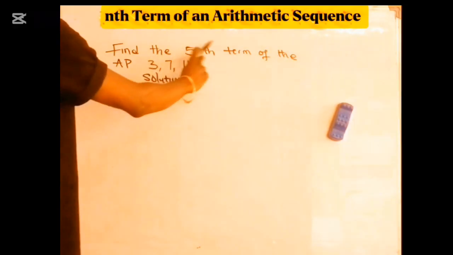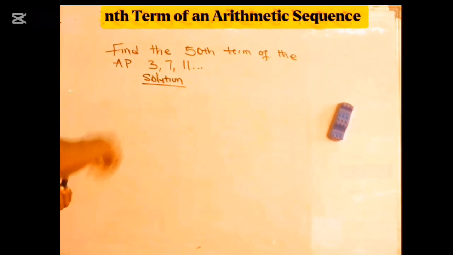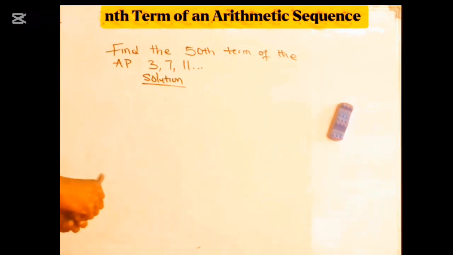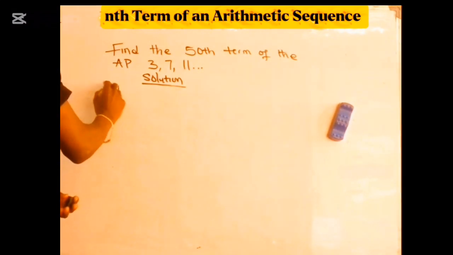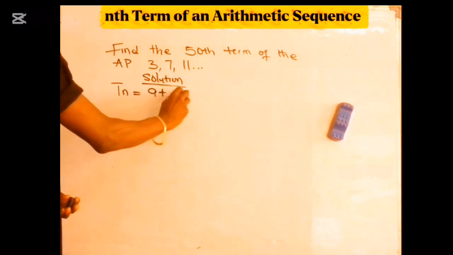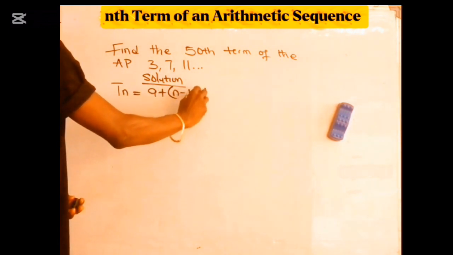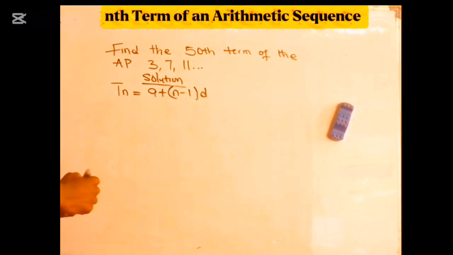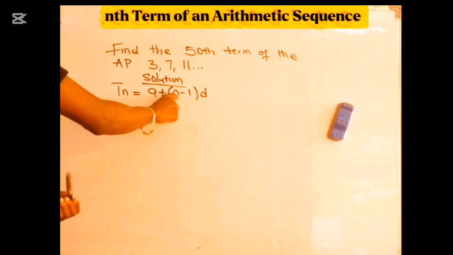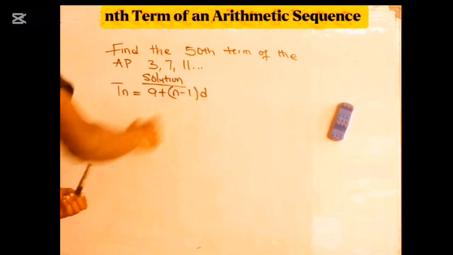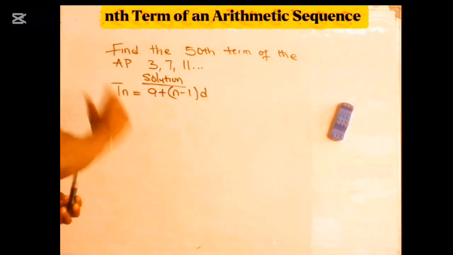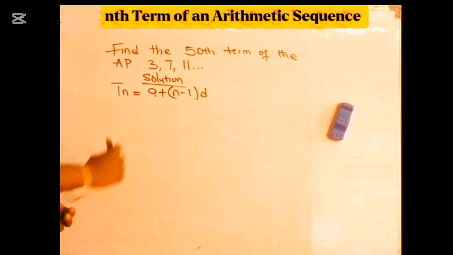The question is to find the 50th term, which is the 50th number of terms. And what is the formula for finding the nth term of any AP? It is Tn equals A plus (n minus 1) D, where A is the first term, n is the number of terms, which is the 50th term, and D is the common difference. So this is the formula we're using to find the 50th term of the AP.